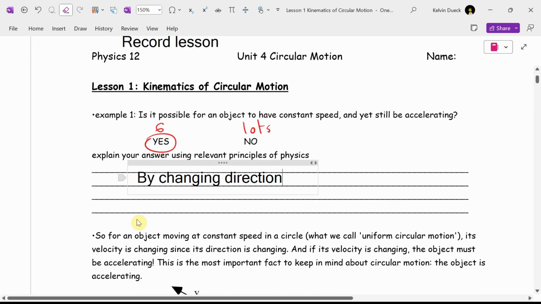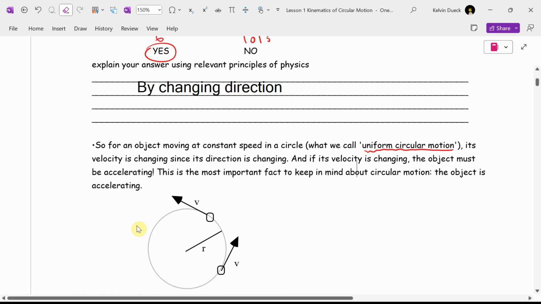That's going to be what we'll be dealing with a lot during this unit. We're going to have an object moving at a constant speed in a circle, what we're going to call uniform circular motion. Its velocity is changing because its direction is changing, and because its velocity is changing, the object must be accelerating. That means the net force cannot be zero. That means forces can't be balanced. There's a whole bunch of dominoes that fall into place as soon as you have that realization. In fact, this is the most important fact to keep in mind about an object moving in a circle. The object is accelerating.